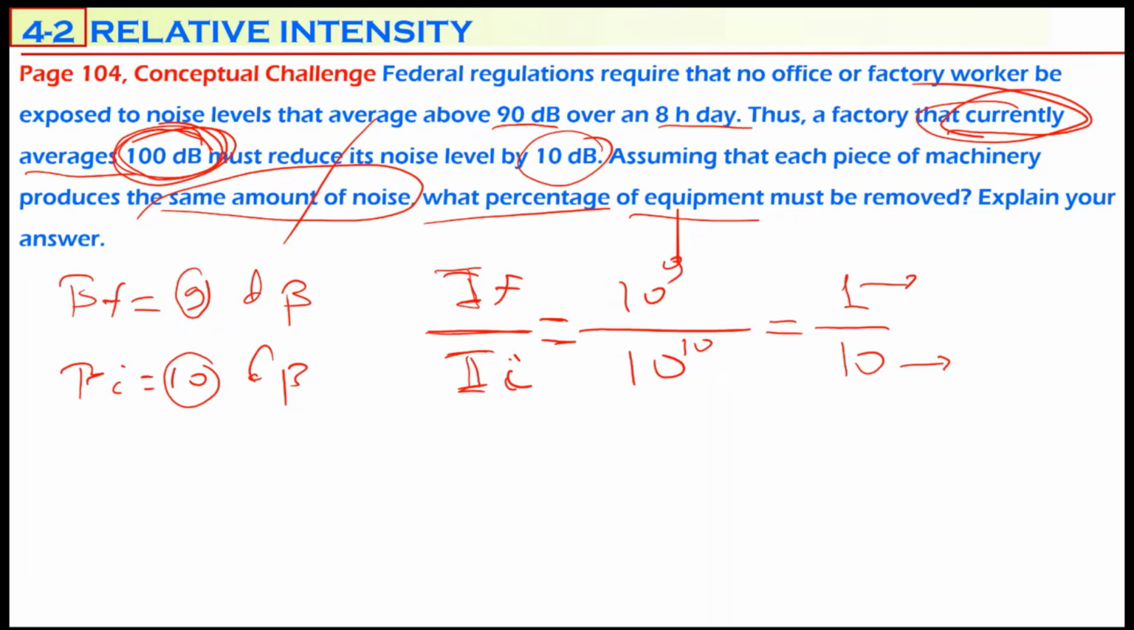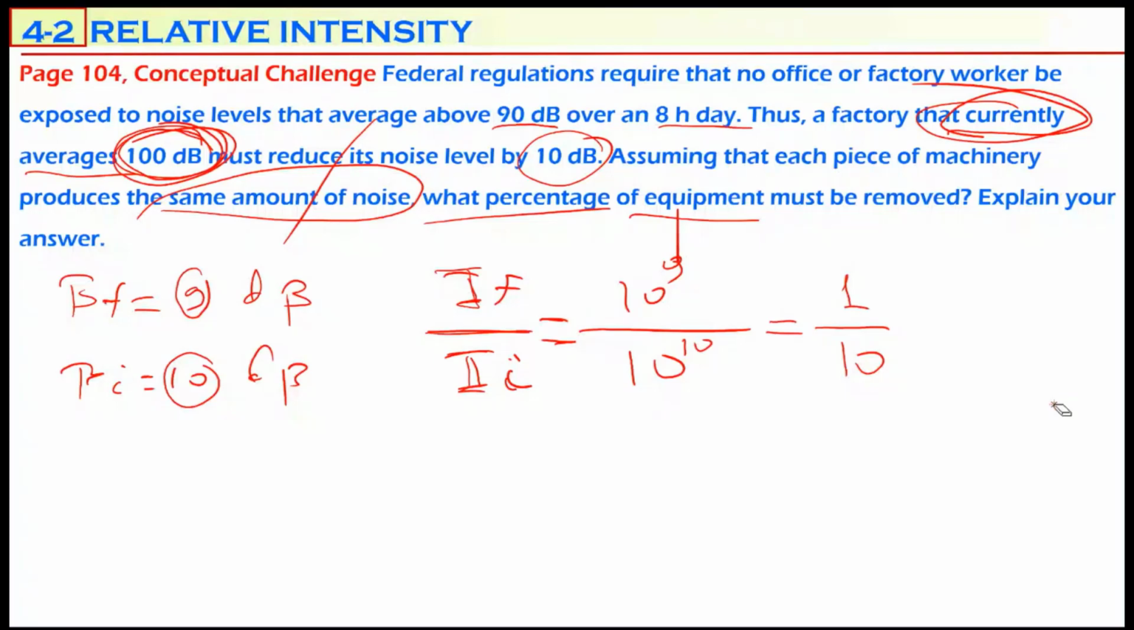How many of them must be removed? How many of them must be switched off? Of course 9. If initially 10 are running, finally 1 is running, which means 9 must be removed. But the question is asking for a percentage, not how many must be removed from 10. What does percentage mean? You are going to do things according to 100. From 100 machines, how much must be removed?